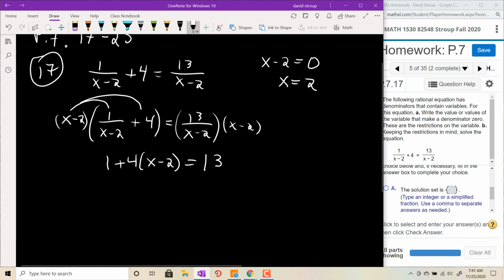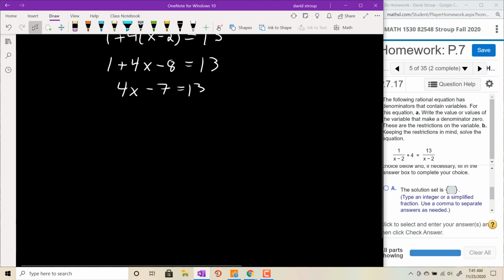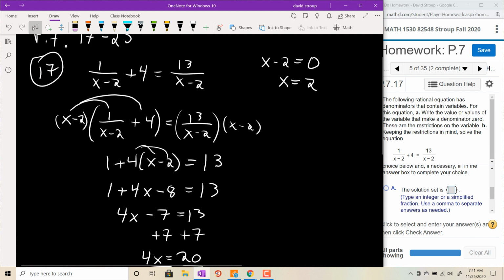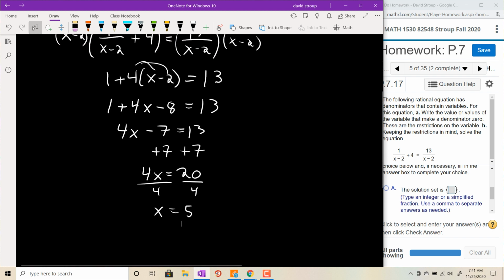And the result is a linear equation in one unknown, which I know how to solve. Okay, so first, simplify by distributing. Combine like terms for 4x minus 7. Then isolate the variable, plus 7, so 4x is 20. And then isolate the variable still. So x is 5. Make sure that's not restricted. Okay, x equals 5 is good. It's not 2. So that will be your answer.